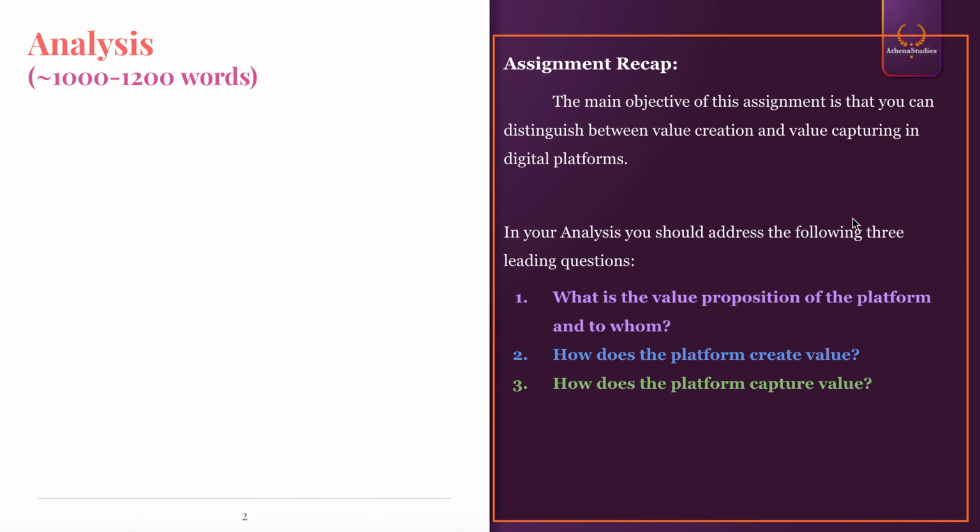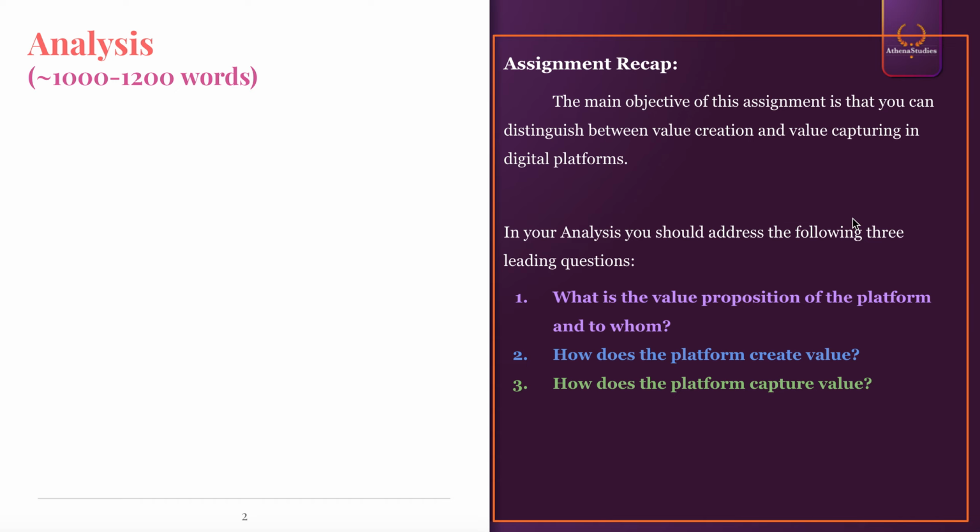Then again, as always, just a quick assignment recap. For Digital Firm, the main objective you are trying to achieve is to distinguish between value creation and value capturing in your specific digital platform. So you need to make sure that you address the value proposition, the value creation, and the value capturing that your company or firm specifically does.